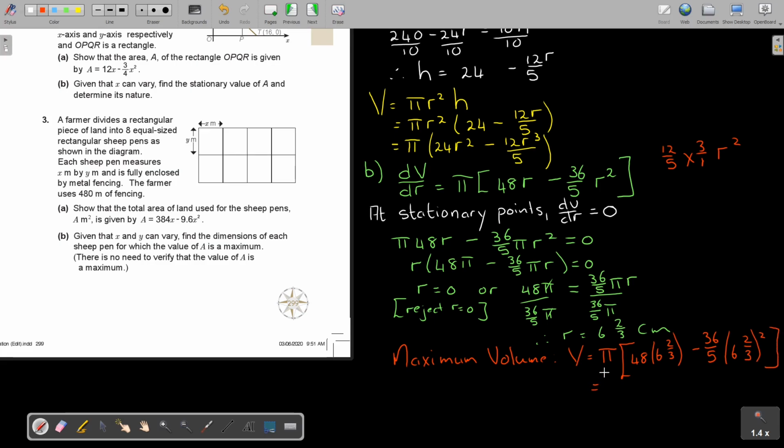Okay, and now if you're going to press that on the calculator, you can first keep it in terms of pi. So I'm going to press it just to show you how I press. I like always to start with the fraction: 6 ABC 2 ABC 3 times the 48 equals minus, and put a bracket, say 6 ABC 2 ABC 3 times 36 ABC 5.